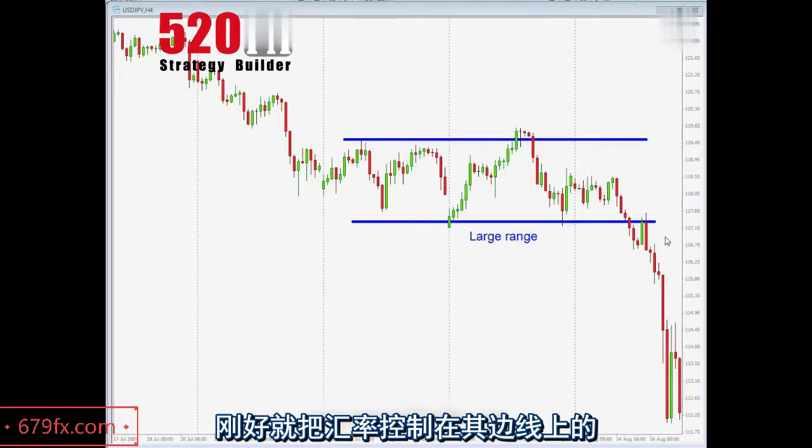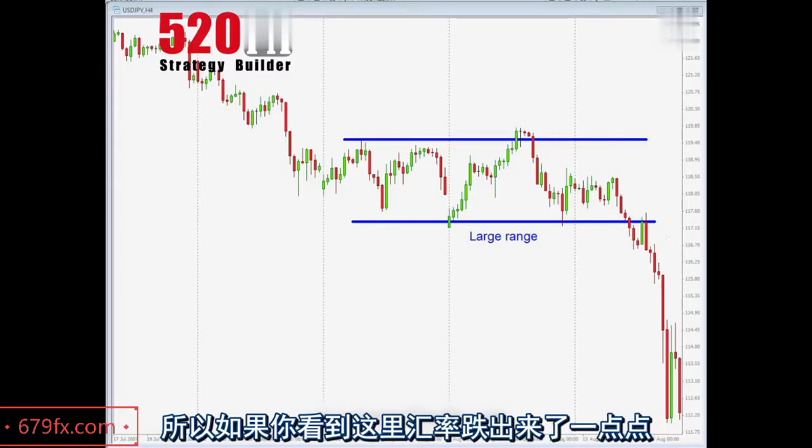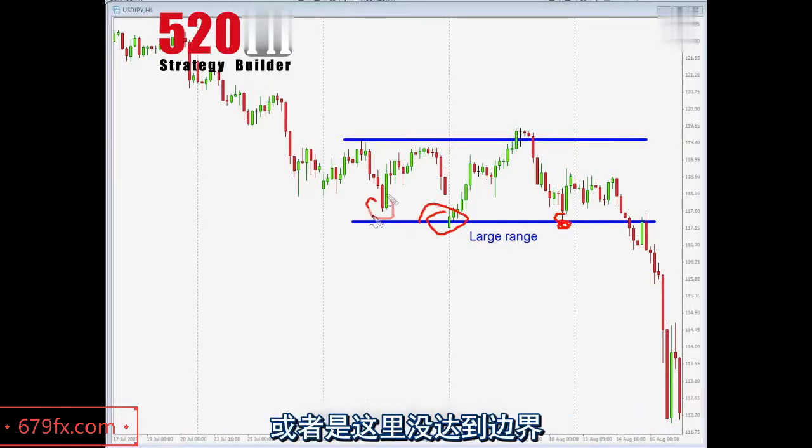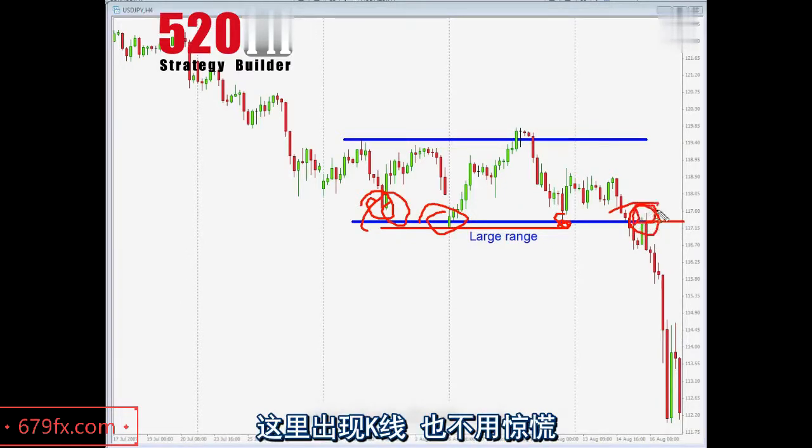Okay, it's just impossible. So if you see price here overshooting a little bit, or here perhaps falling shy a few pips, or here once again overshooting the former support levels, now working as resistance. If you see a candle wick here, you know, don't be surprised.